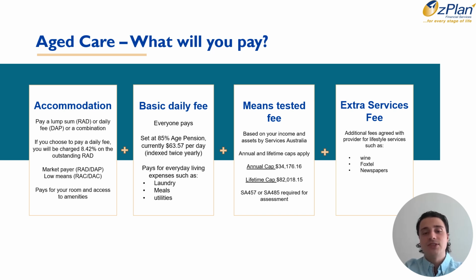They'd be looking at both your assets and income, and if, for example, you're contributing towards this means-tested care fee, an annual cap of $34,176.16 applies, or a lifetime cap of $82,018.15. Finally, you may or may not be required to pay an extra services fee, so each facility will have a different fee. This can cover essentially your wines, Foxtel, newspapers, as well as any additional activities such as Tai Chi or yoga.